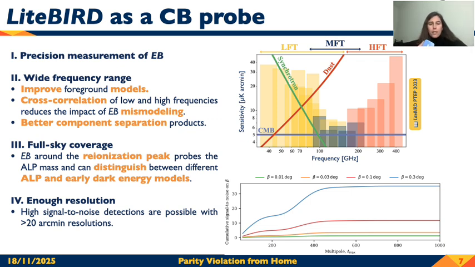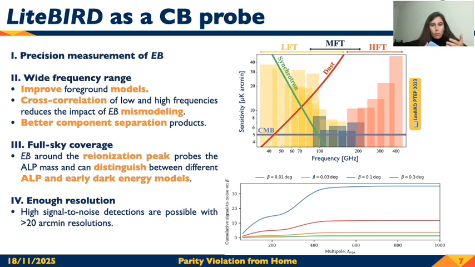So why is LiteBIRD a good experiment to detect cosmic birefringence, both the original design and these 2 new configurations? One, because it will provide very accurate measurements in polarization, and in particular for the EB angular power spectrum. Second, because it has a very wide frequency range, so we will be able to improve the foreground models. Second, we will be able to do cross checks comparing the beta angle that we recover with low frequencies and with high frequencies, because both are subject to different EB foreground modeling. It's coming from synchrotron or thermal dust.